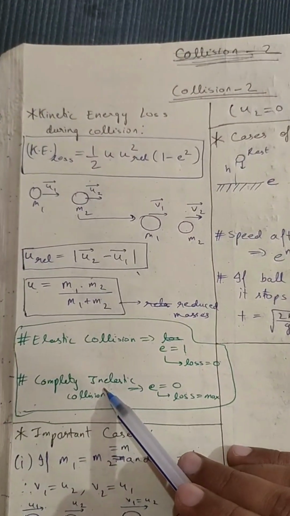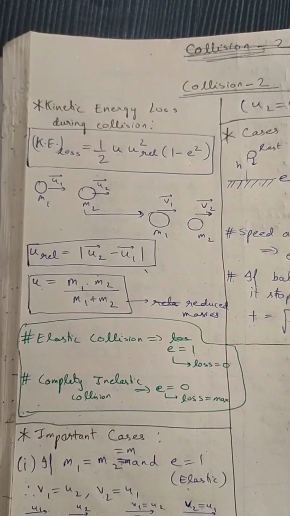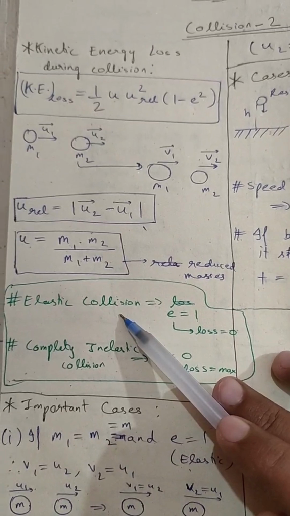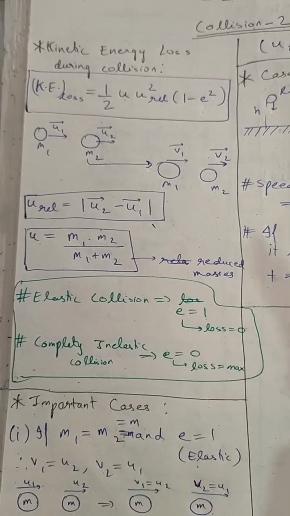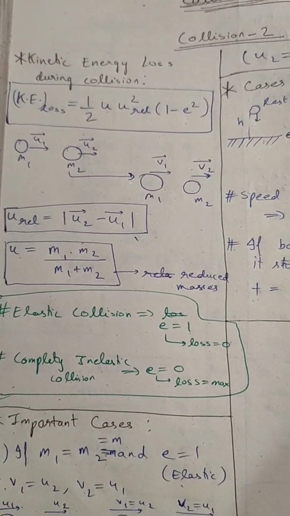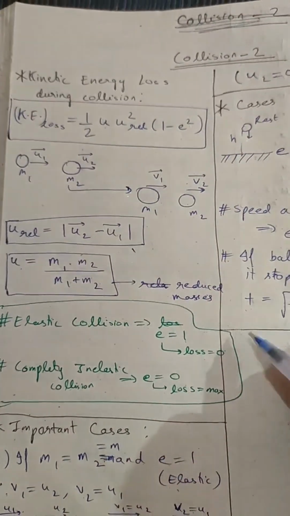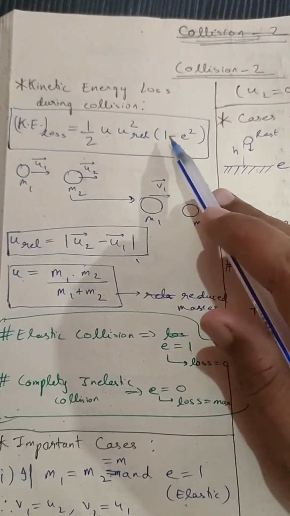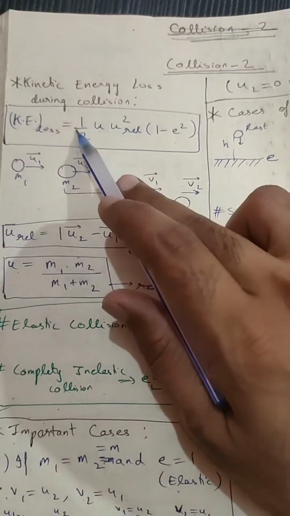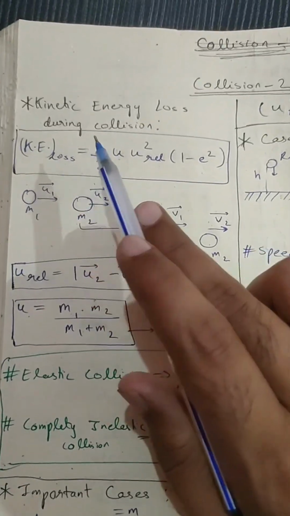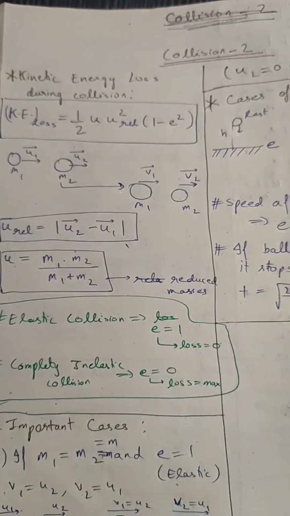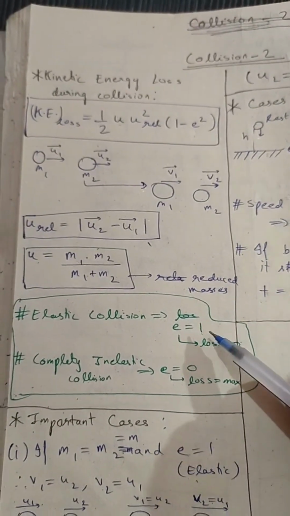We have two results which are very important in collision, kinetic energy loss basically. So if we say that our collision is elastic, that is the value of coefficient of restitution is equal to 1, we put it in this formula. 1 minus 1 is equal to 0, so this value becomes 0. Since this complete value becomes 0, the loss of kinetic energy is 0. So we can say that in elastic collision the value of loss is 0 due to e equal to 1.